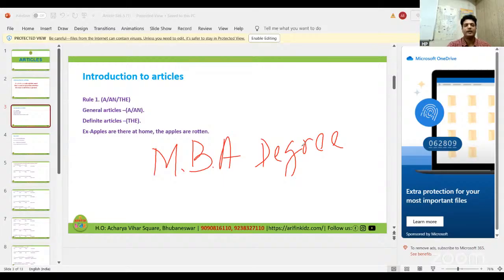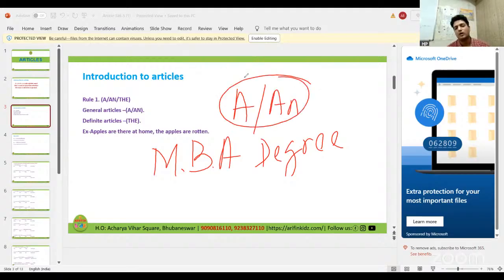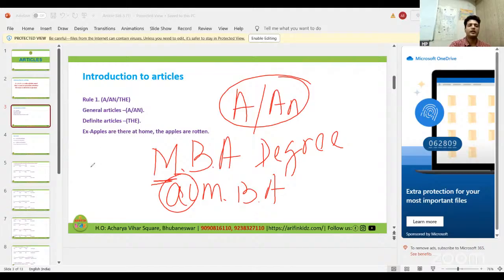An MBA degree, right? So we can use a general article over here. I did not mention which MBA degree or which college's MBA degree. We have two articles, a and an. Now, if you look at this, it starts with a letter which is not a vowel, but the pronunciation of the word starts with a vowel. It becomes "em-bee-ay" degree. It starts with the sound E. So it is always an MBA.